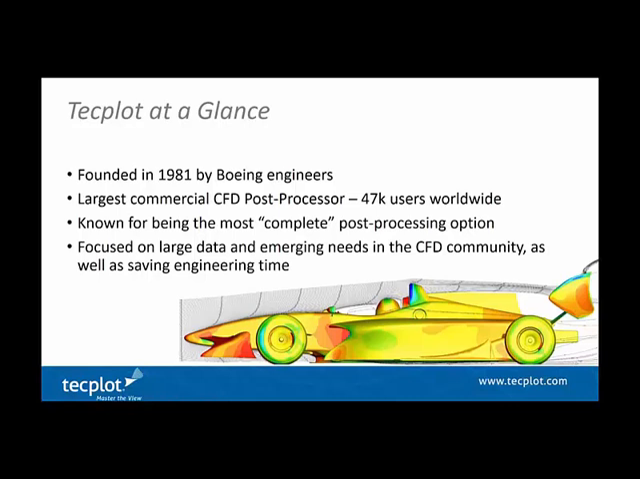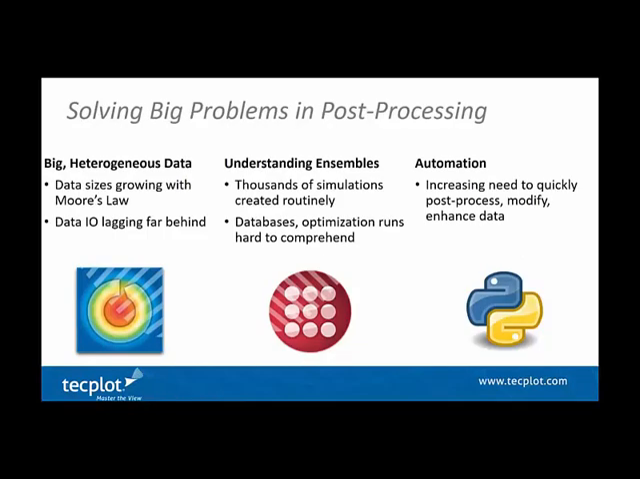Really, in the past few years, we've been focused on the emerging needs of the CFD community. Models are getting larger as CPU power grows, so we're working on techniques to help you save time in your analysis and visualization. So what are the big problems in post-processing these days? Well, data are getting larger. With the number of CPUs increasing, and the speed of the CPUs, your data sizes are growing roughly with Moore's law. And disks are not getting any faster, and disks are really becoming the bottleneck to loading your data.